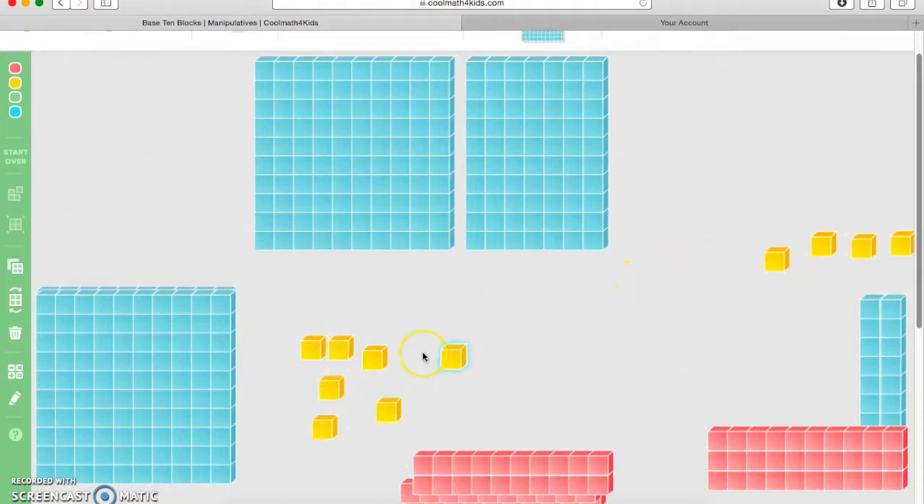1, 2, 3, 4, 5, 6. This leaves us with 1 block representing 100 and 7 tens representing 70. Therefore, our answer is 170.